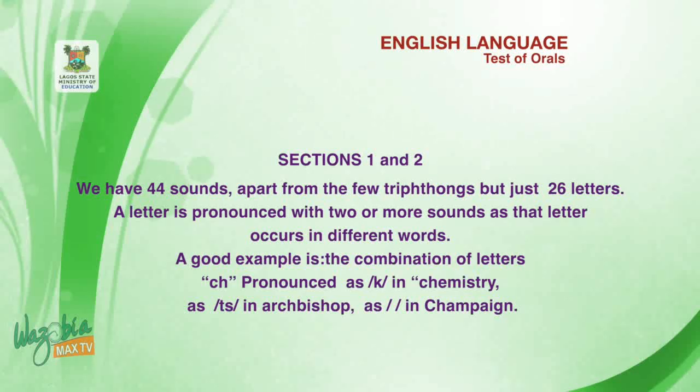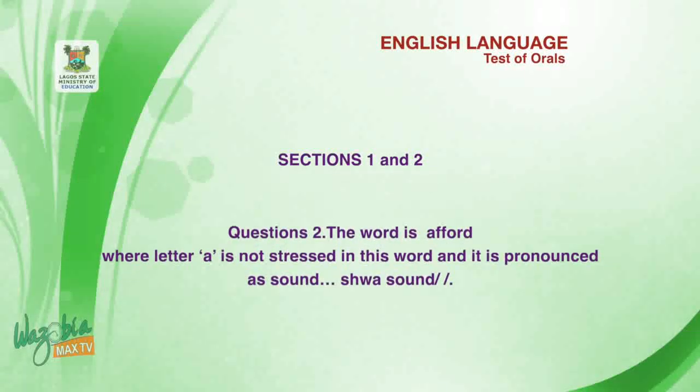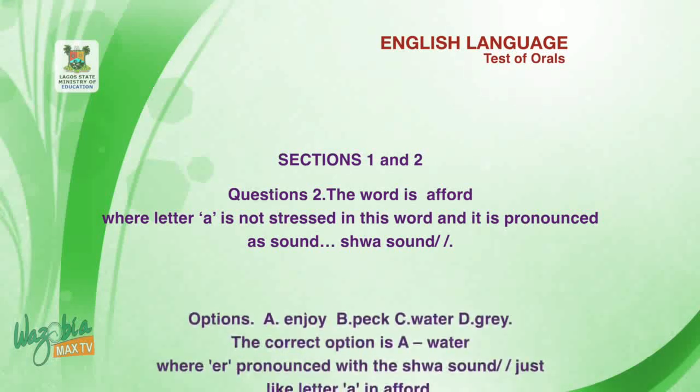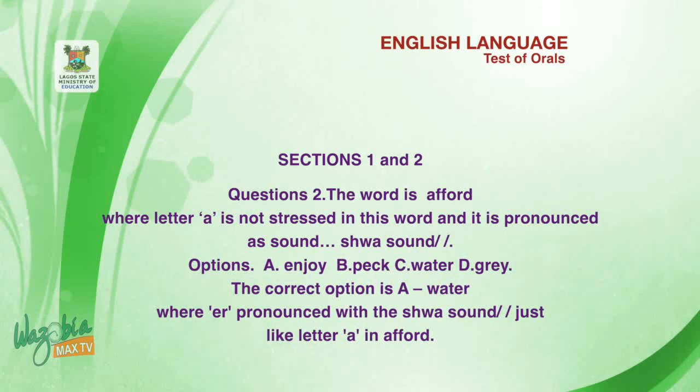Let's quickly go to May, June 2016 past questions to practice. Question 2. The word is afford, A-F-F-O-R-D, where letter A is not stressed in this word and is pronounced as the schwa sound. Options: A, enjoy, B, peck, C, water, D, gray. The correct option is water, where ER is pronounced with the schwa sound just like letter A in afford.